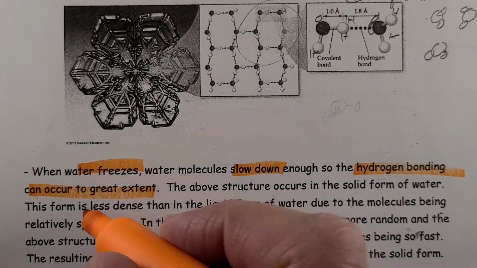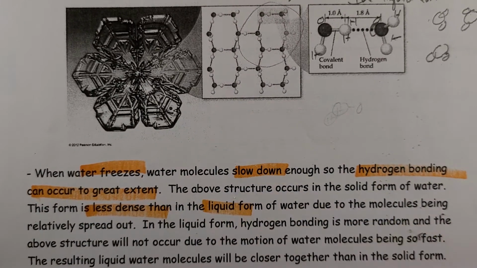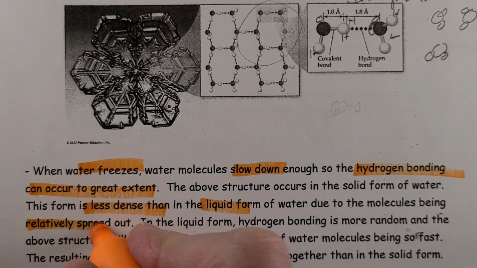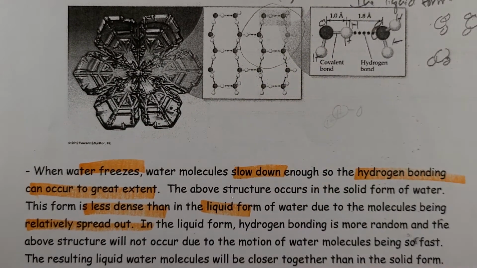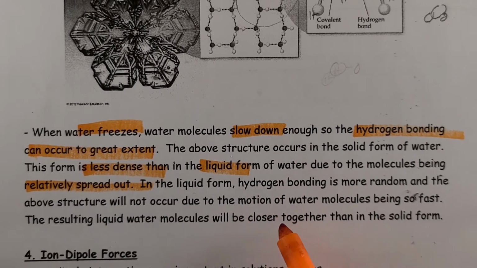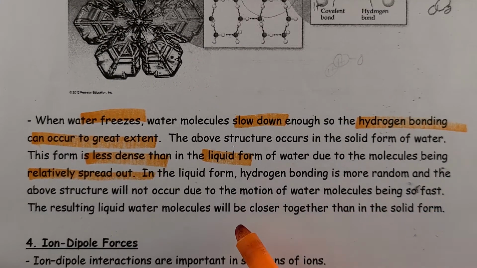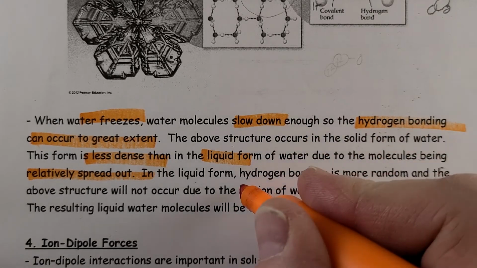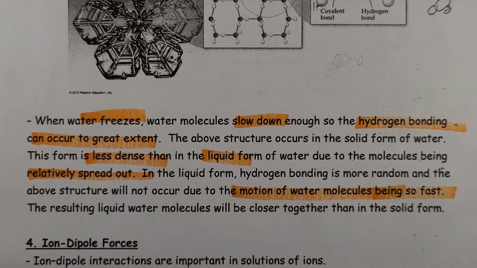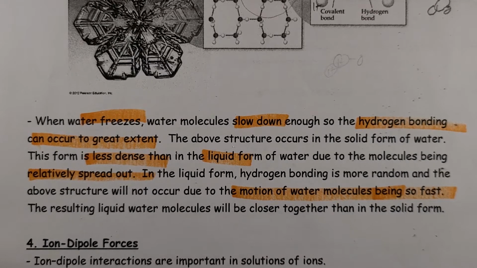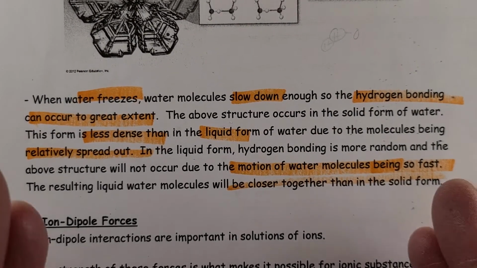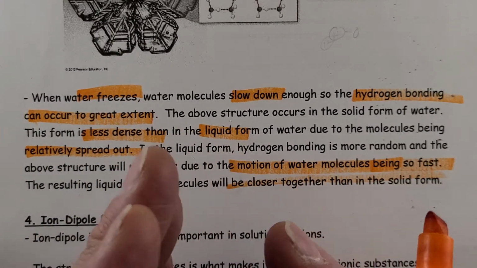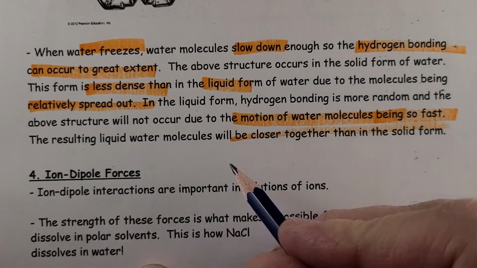The solid form is less dense than that of the liquid form, due to the molecules being relatively spread apart. You can see they're really spread out in making this structure, whereas in liquid water they would be very close to each other. In the liquid form, hydrogen bonding is more random, and the above structure will not occur due to the motion of water molecules being so much faster than if they were solid. The resulting liquid water molecules will be closer together than in the solid form.